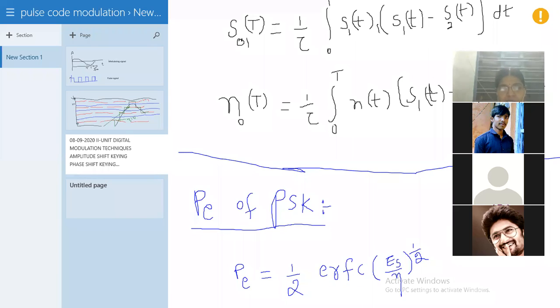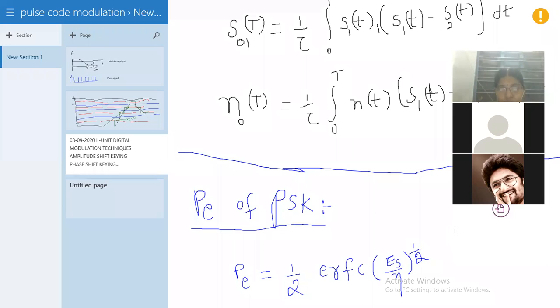Here the carrier is nothing but S1 of t minus S2 of t. The received signal is multiplied with S1 of t minus S2 of t. Then that signal is input to the integrator. So then here we can observe the integrator output. S01 of t is the signal voltage at the integrator, and N0 of t indicates the noise voltage at the output of the integrator. These are very, very important. These responses are equal to the matched filter.